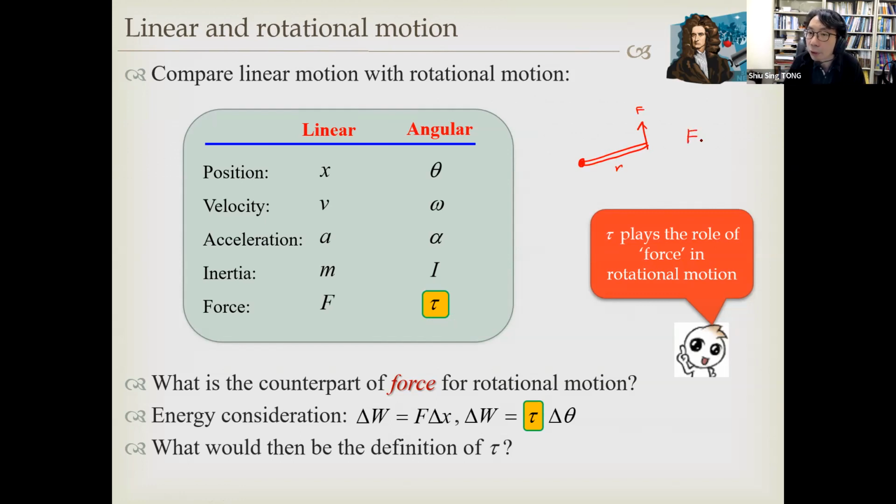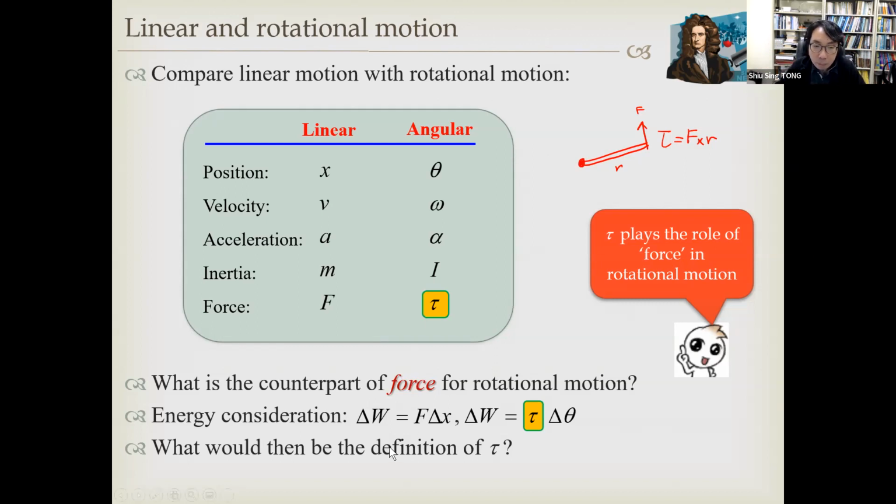The moment is a force multiplied by the perpendicular distance. The force times the distance gives you the moment. Now we call it a torque. Okay, torque is just a more sophisticated name for the moment of a force. Okay, so we write torque here.